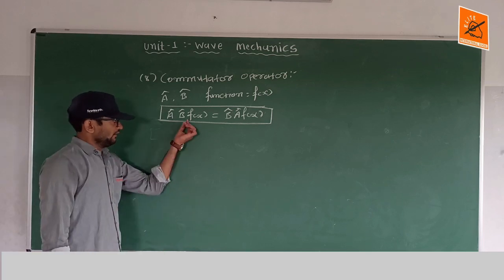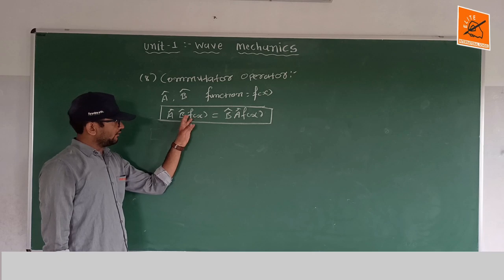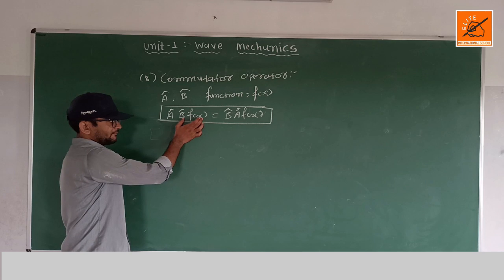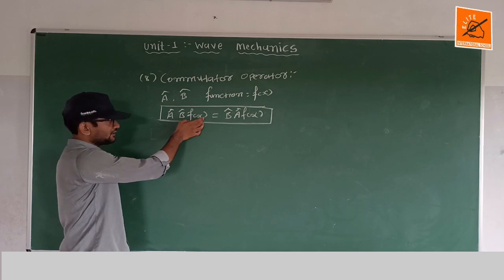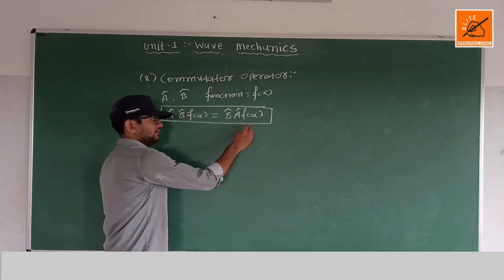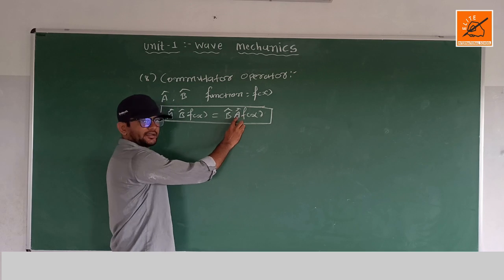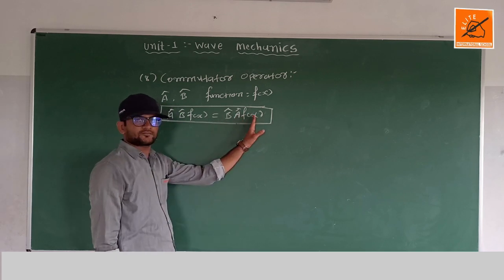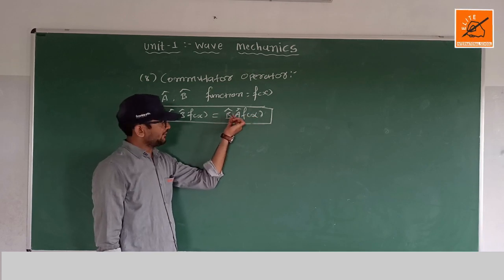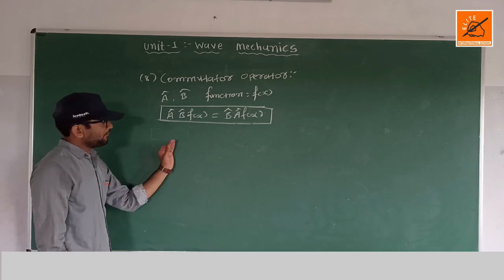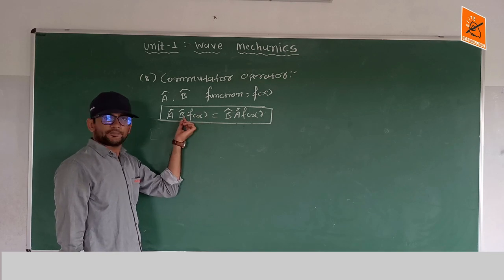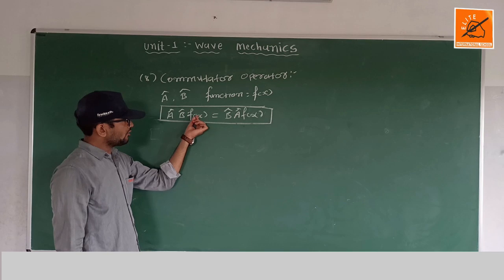It means in this case, operator b cap is operated first on the function f(x) and gives another function, which is further operated on by operator a cap. It gives the same result as when operator a cap is operated on function f(x) first, giving another function which is further operated on by operator b cap. It means the result does not depend on the sequence of operation.